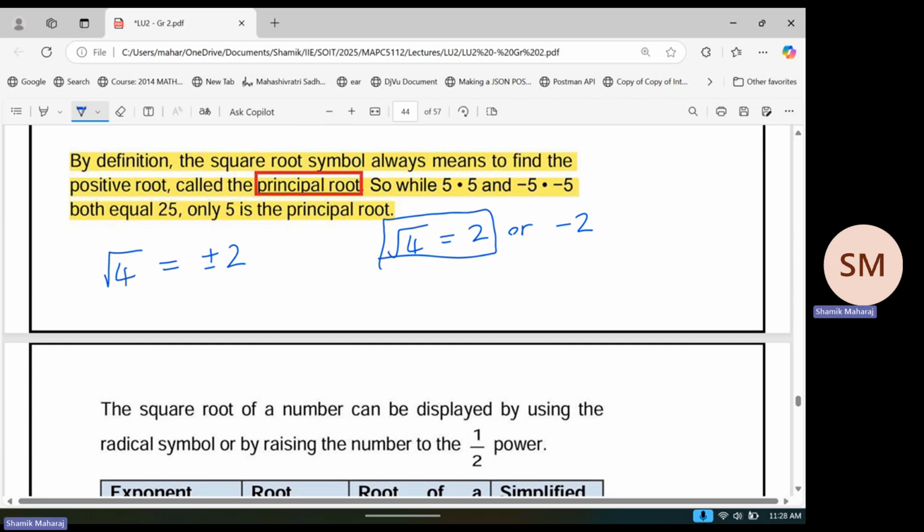Okay, principal root. If you're not hearing what I'm saying, just read up. All the definitions are here. Right, everything you need to know.